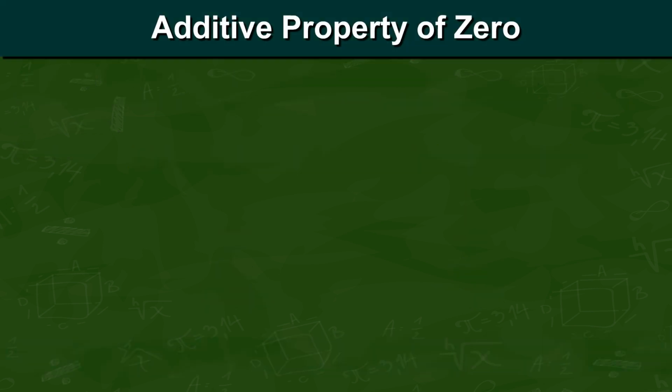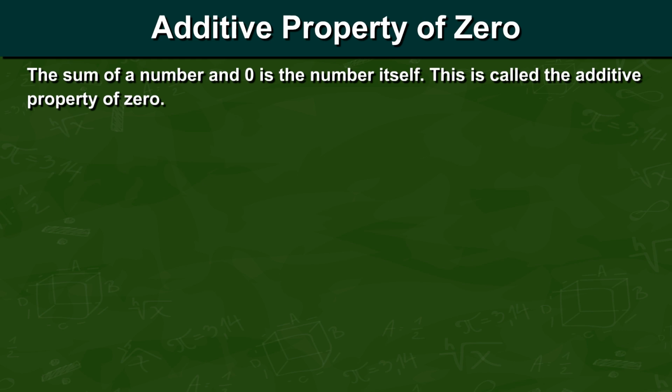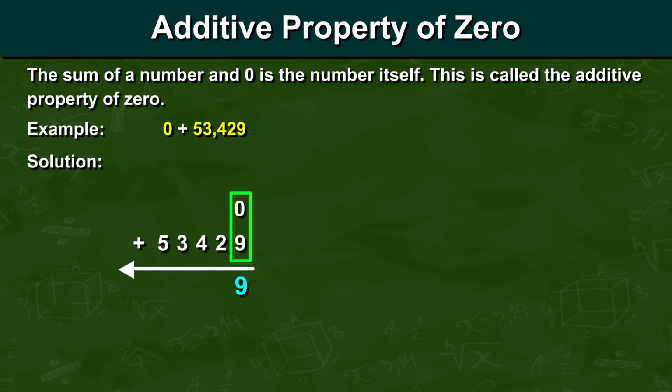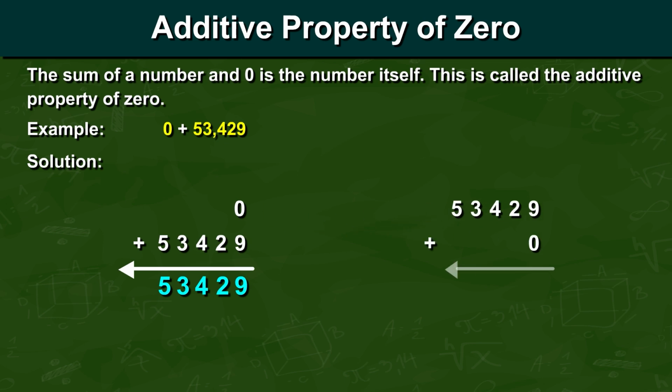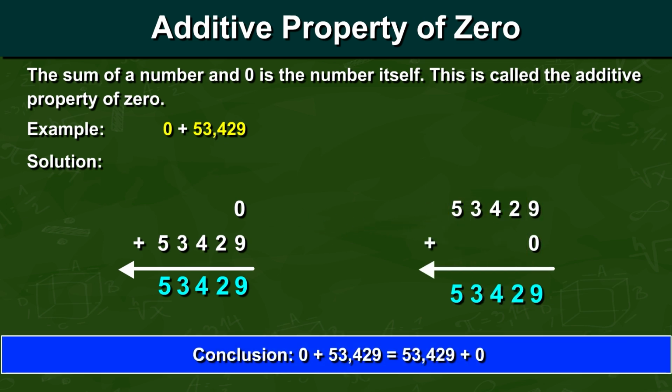Additive property of 0. The sum of a number and 0 is the number itself. This is called the additive property of 0. Example. Conclusion. 0 plus 53,429 is equal to 53,429 plus 0.